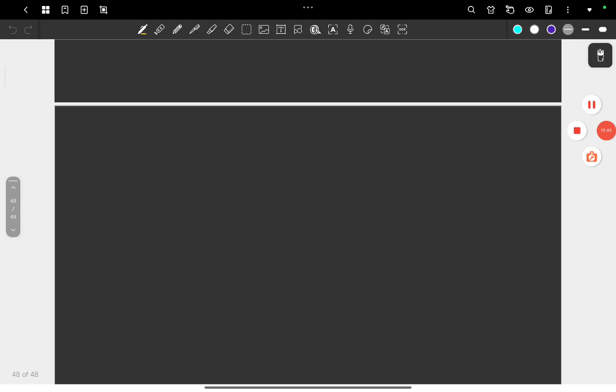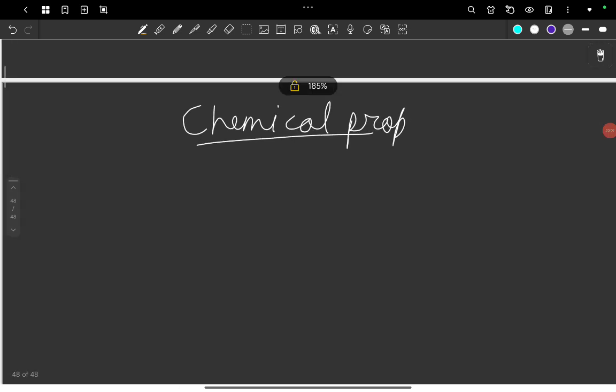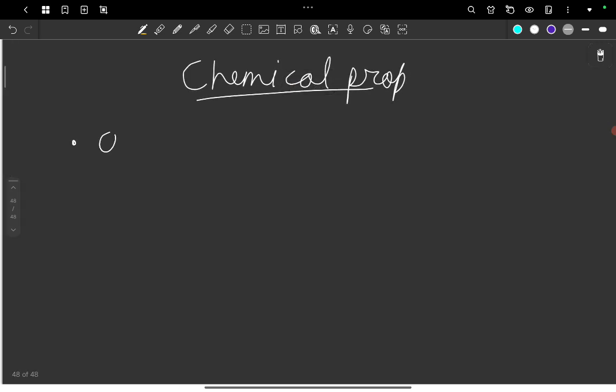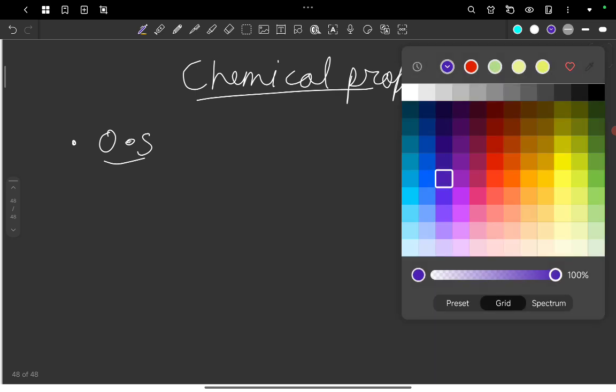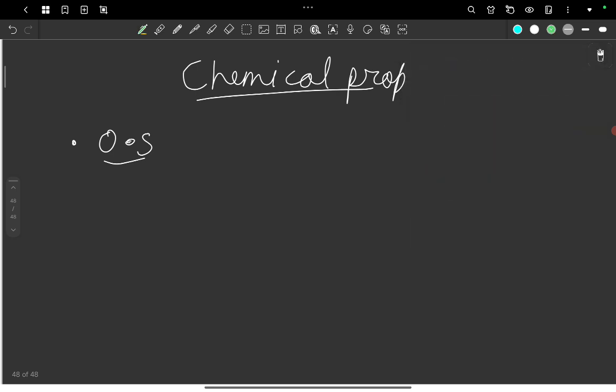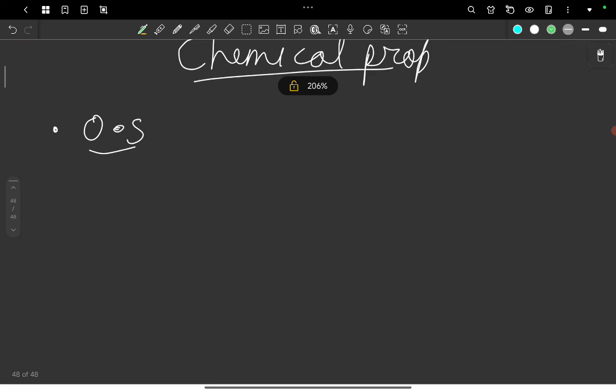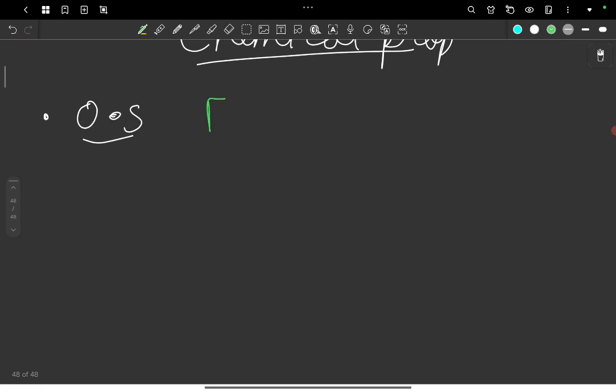How much time? Yeah, 20 minutes. So what are the chemical properties of group 17 elements? Basically, first let's talk about the oxidation states. Wait, let me arrange my color palette again. So what oxidation states can we expect from the group 17 elements?